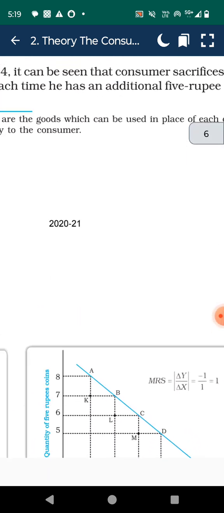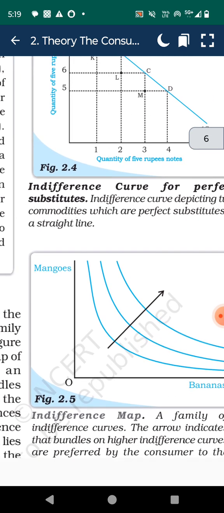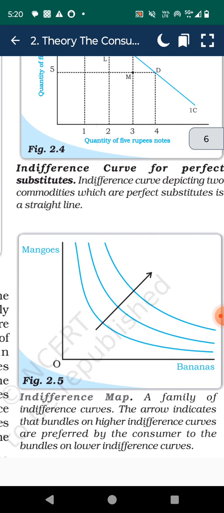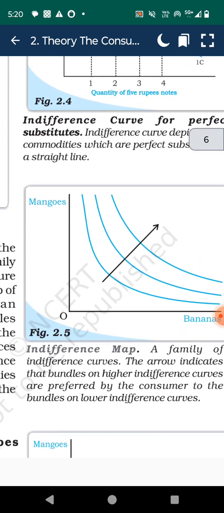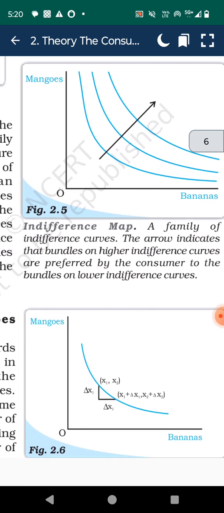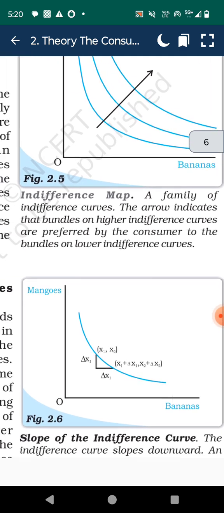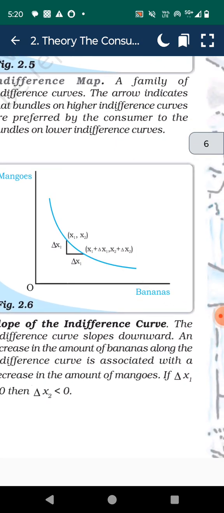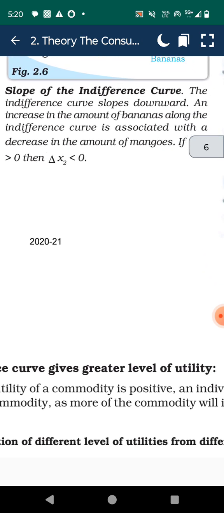Slope of indifference curve. Indifference curve for perfect substitutes. An indifference curve depicting two commodities which are perfect substitutes is a straight line. A family of indifference curves. The arrows indicate the bundles on a higher indifference curve are preferred by the consumer to the bundles on a lower indifference curve.